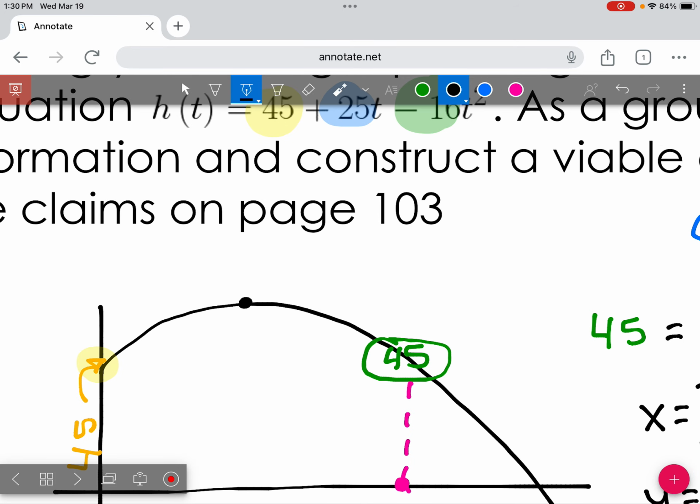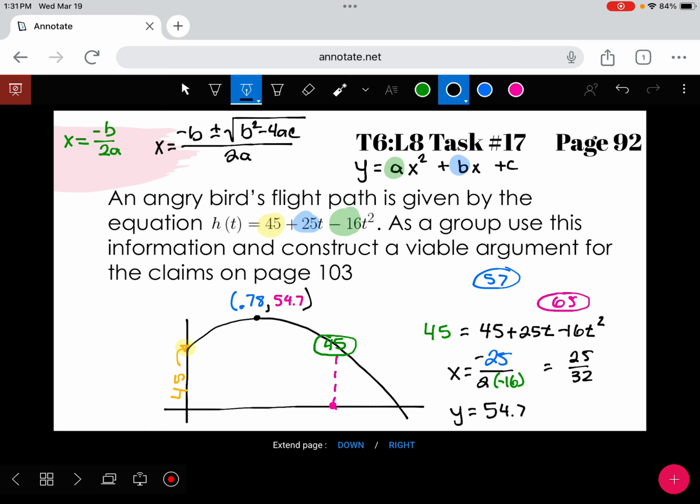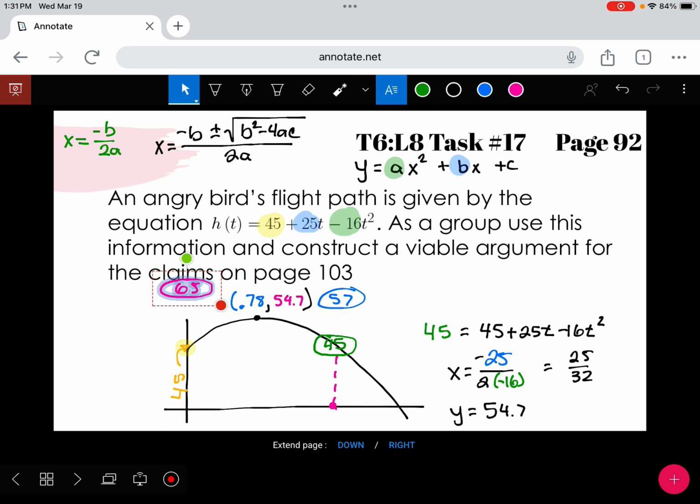So is there any chance, if this occurs at 0.78 and this occurs at 54.7, is there any chance in the world of hitting a pig at a height of 57? Because that's above my vertex. Same thing with 65. It's higher than my maximum goes. It doesn't reach. So the only one we're going to be able to hit on this angle is that 45.